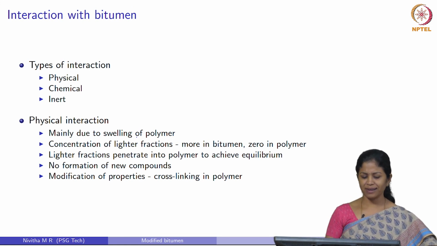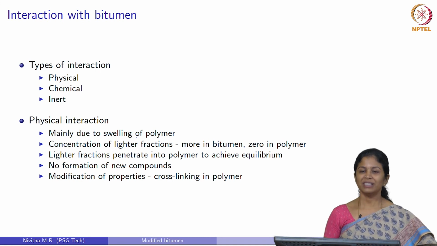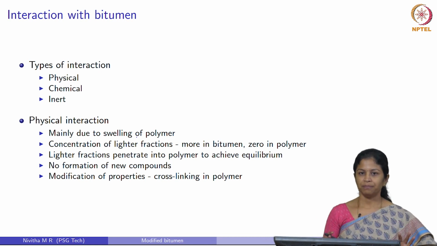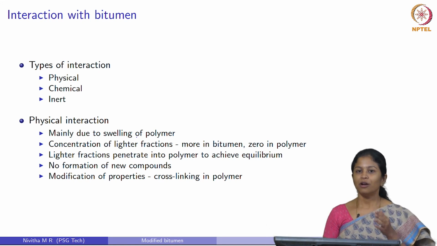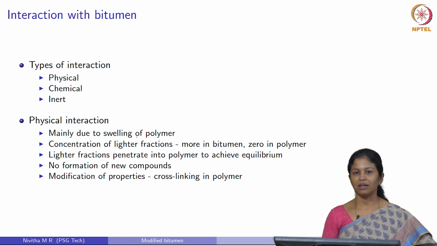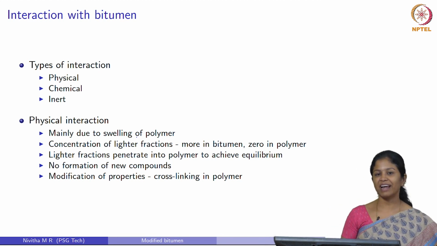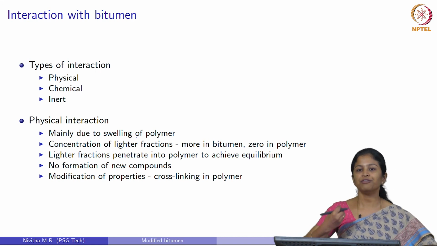The first one here is a physical interaction. This means the interaction between the modifier and bitumen is only physical. What do I mean by physical? There is no change in chemical composition, and there is no formation of new compounds in this case. That is when we call it a physical interaction. Then how does the interaction develop? This interaction is mainly due to the swelling of polymer.